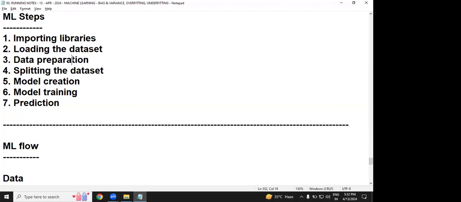Once splitting the data set is done, the next step is model creation. Here model creation means all algorithms will come. Step number 5, all algorithms. What algorithms have you learned till now? Except gradient descent. In real time, we never implement gradient descent directly, it's not required. But for every algorithm, the backend supports gradient descent.